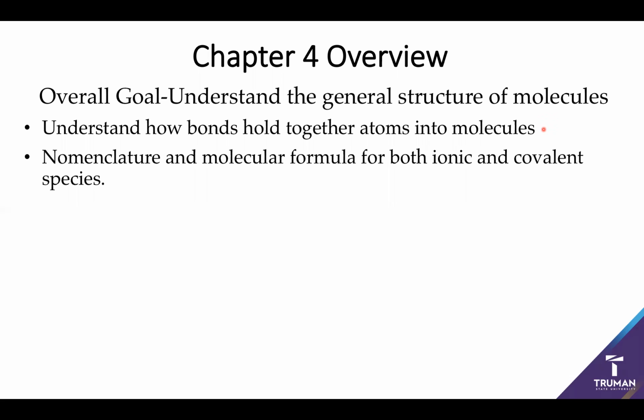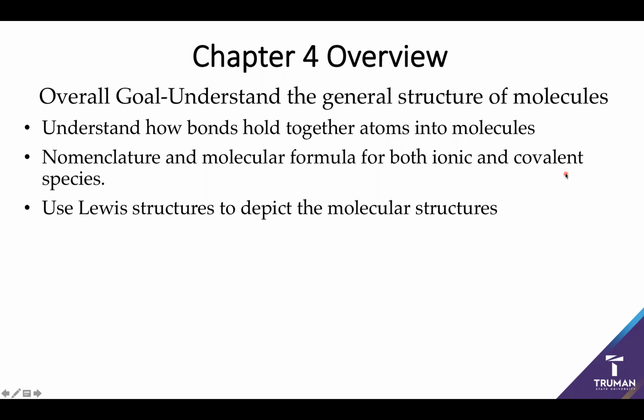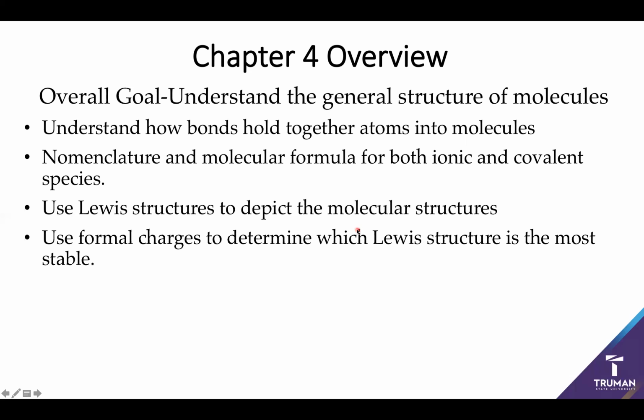Then from this, we can build up a full nomenclature of how I refer to certain types of molecules. And this will also help me build into the types of molecular formula used for both ionic species and covalent species. Then, once we have our nomenclature, we can use the Lewis structure shorthand to depict our molecular structures. And one of the best ways to figure out whether you've made the right Lewis structure is to use formal charges to determine which of the structures you made is essentially the most stable.